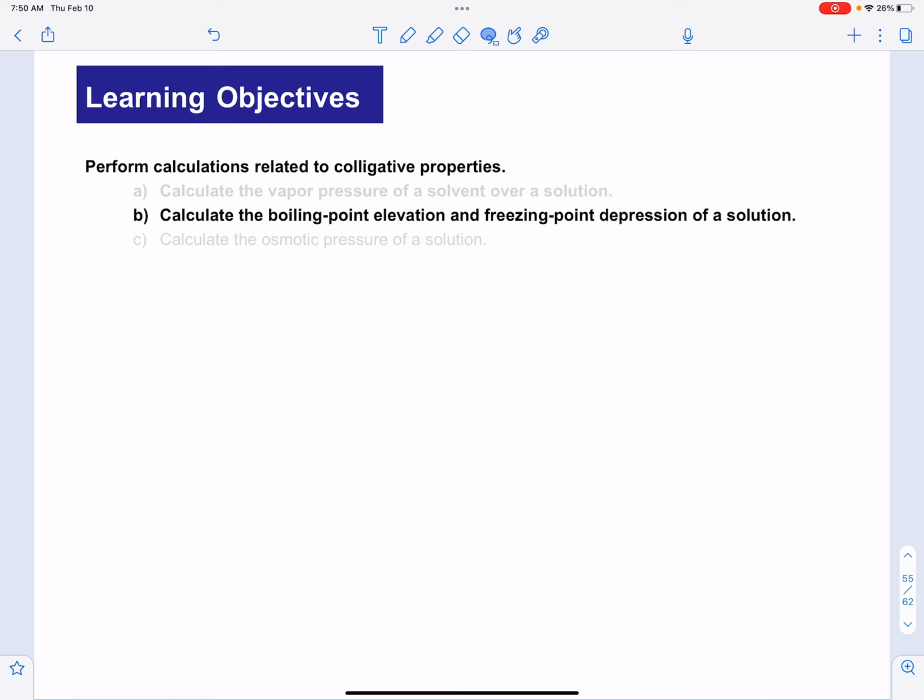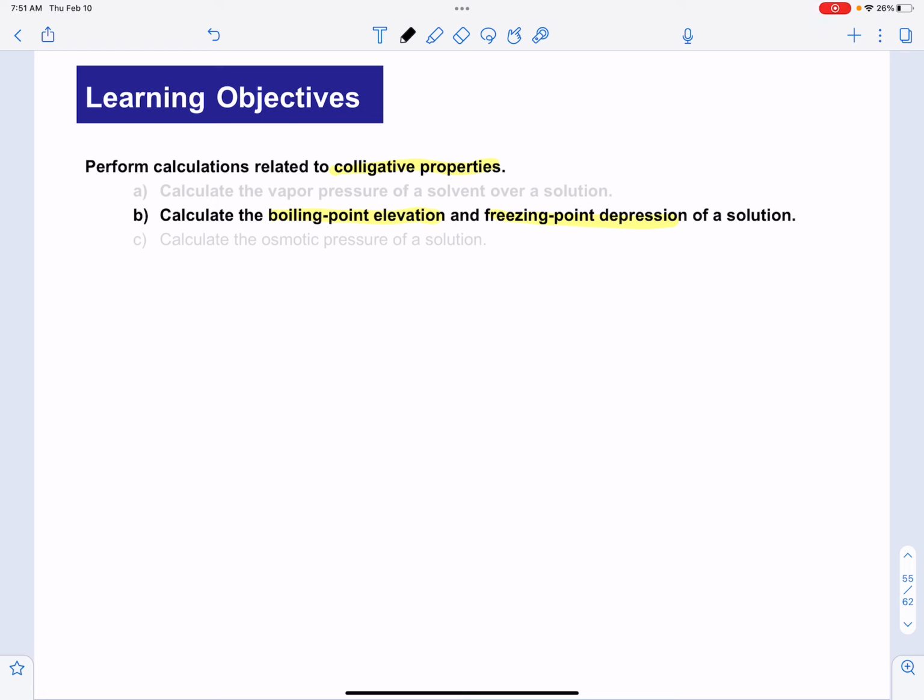So with that said, we are continuing with colligative properties. And now we're going to be talking about boiling point elevation and freezing point depression. Let's make sure that we understand this. So boiling point: how much energy does it take for all the molecules of the solvent to be able to escape into the gas phase? That would be the point at which you get boiling point.